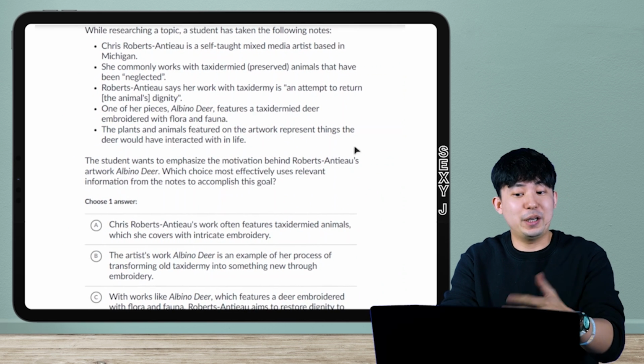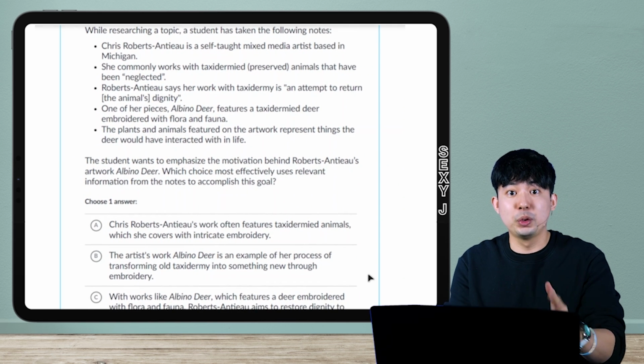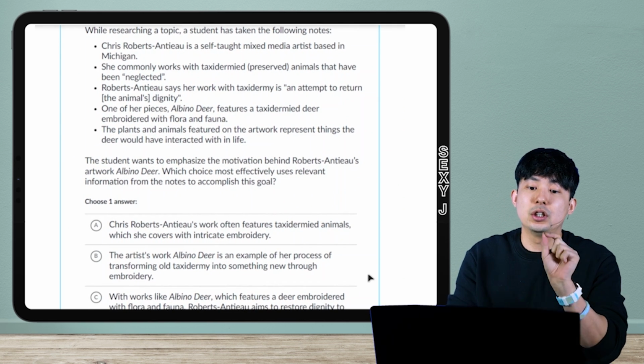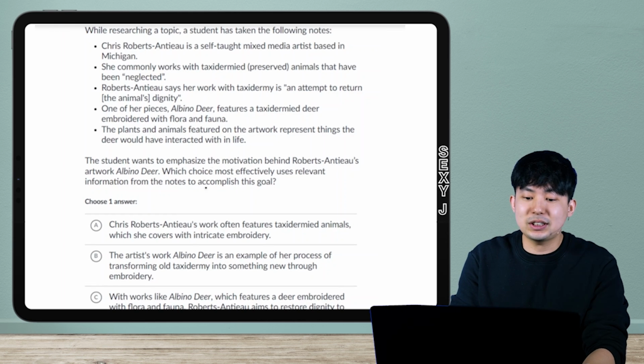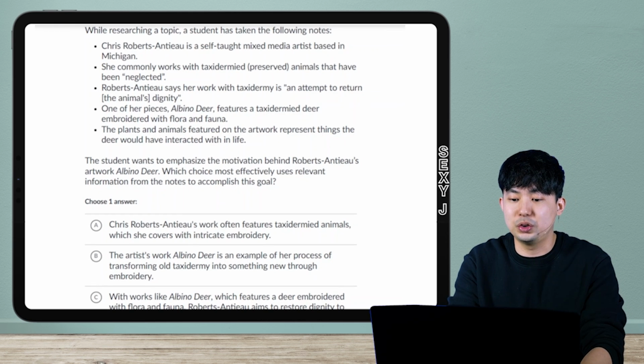But anyway, so I have another one, okay? So this is the other example. This one we're going to go through a little more quickly. The student wants to emphasize the motivation. It's the same thing. It's, okay, what did they want to do, right? So I don't need to look at the text. I'm just going to scroll down for you guys here.